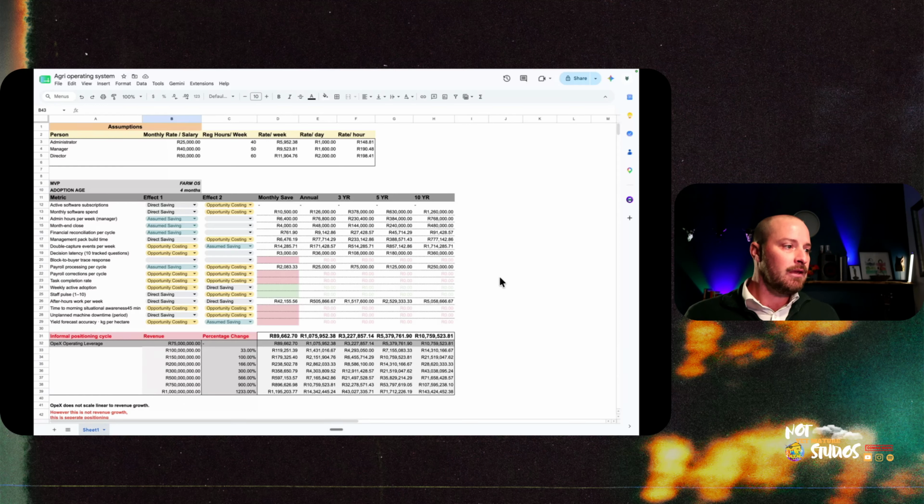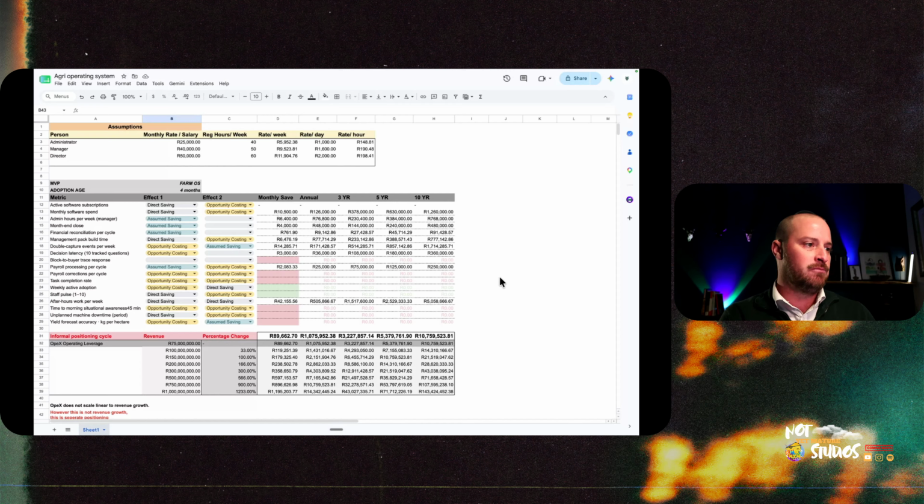So we looked at an administrator, and we assumed a monthly salary of 25,000 Rand, a manager 40,000 Rand, and a director or owner at 50,000 Rand. The regular work hours per week, we said an admin, we're capping at 40 hours. A manager, we know sometimes works behind the scenes, so we capped that at 50 hours, and a director at 60 hours. That can be more, that can be less. Once again, just follow along on the assumptions.